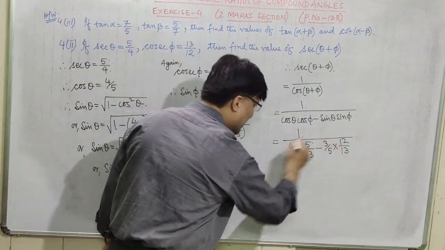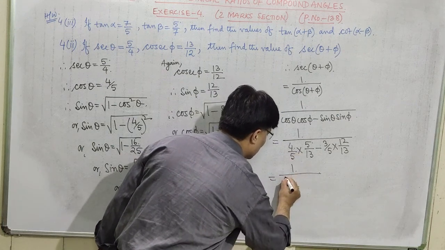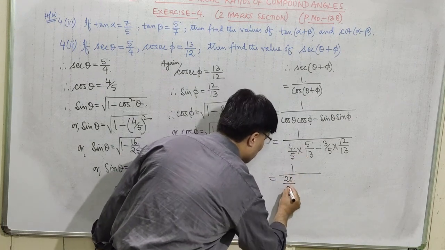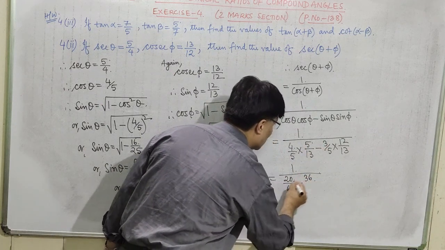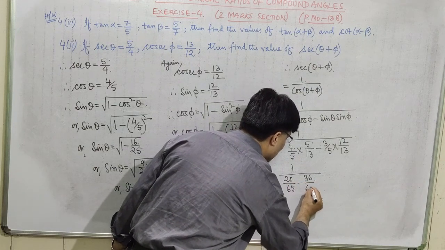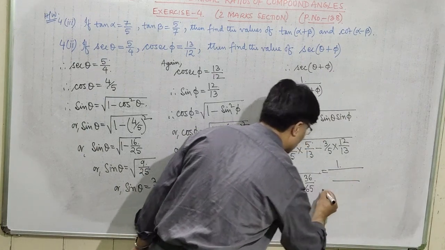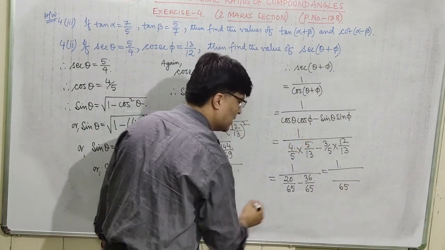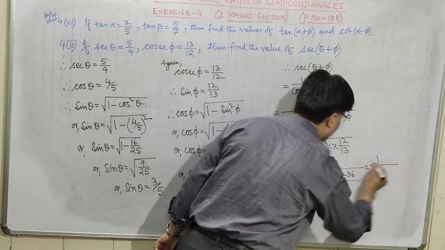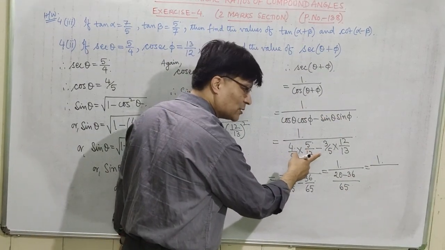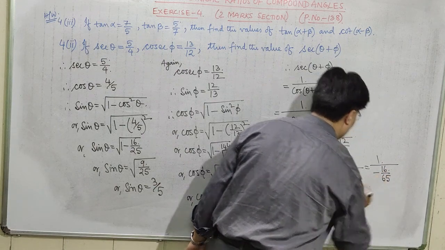Okay, so don't cancel here, don't simplify it. 1 upon, now 4 5s are 20 divided by 13 5s are 65, minus 12 3s are 36 divided by 13 5s are 65. So it is equal to 1 upon, what's the LCM now? 65 is the LCM. Now 20 minus 36 is minus 16 by 65.